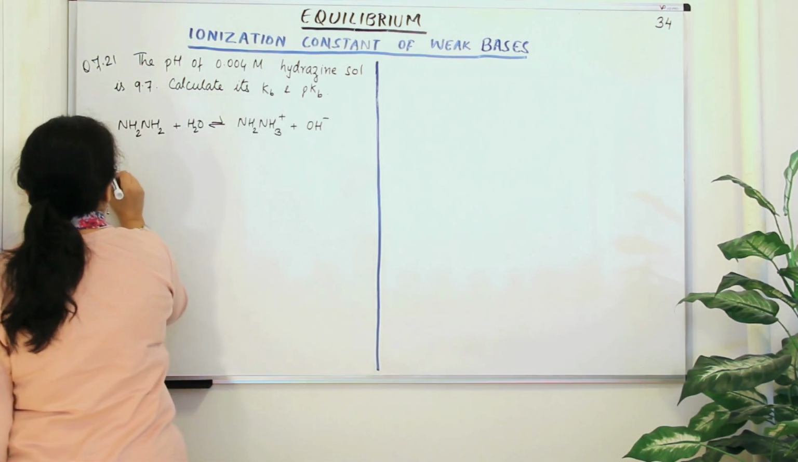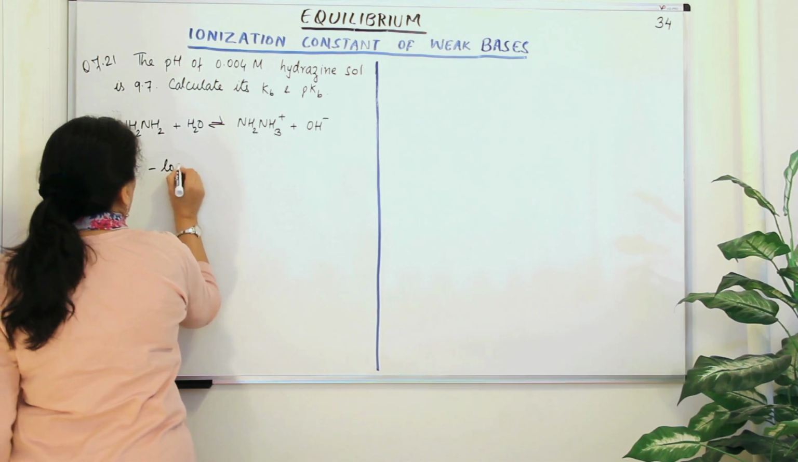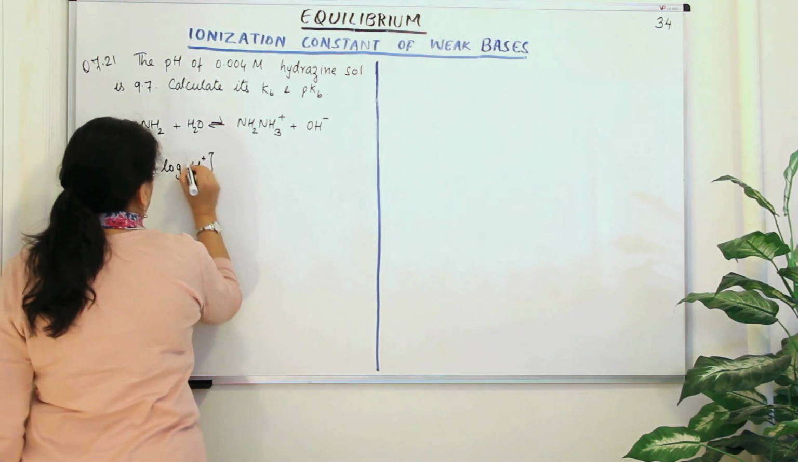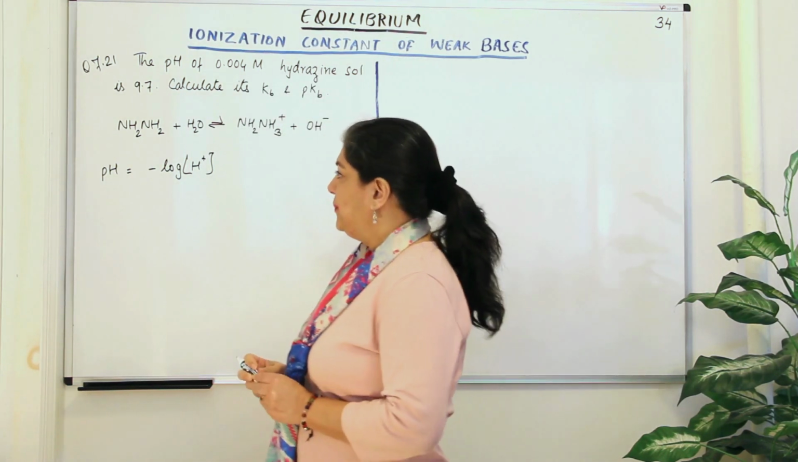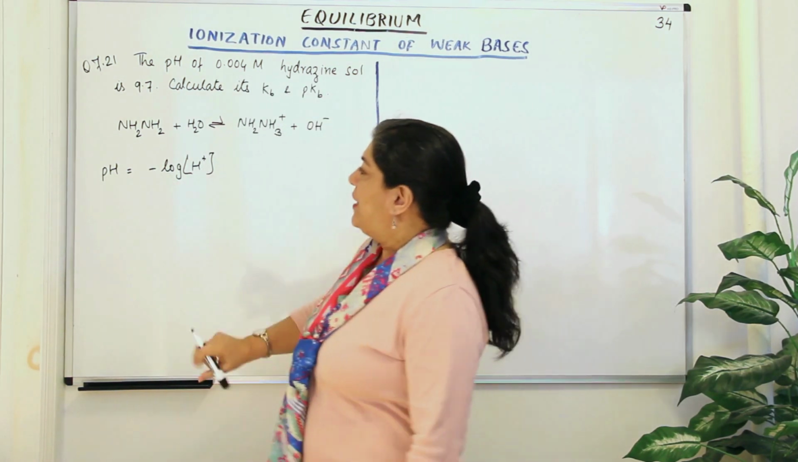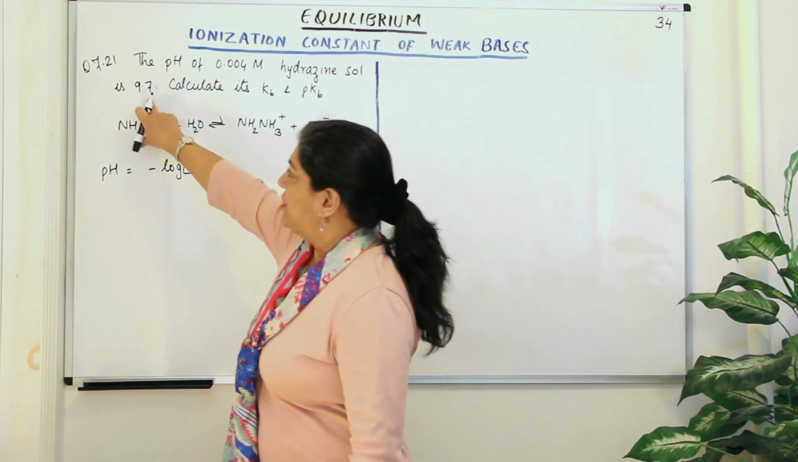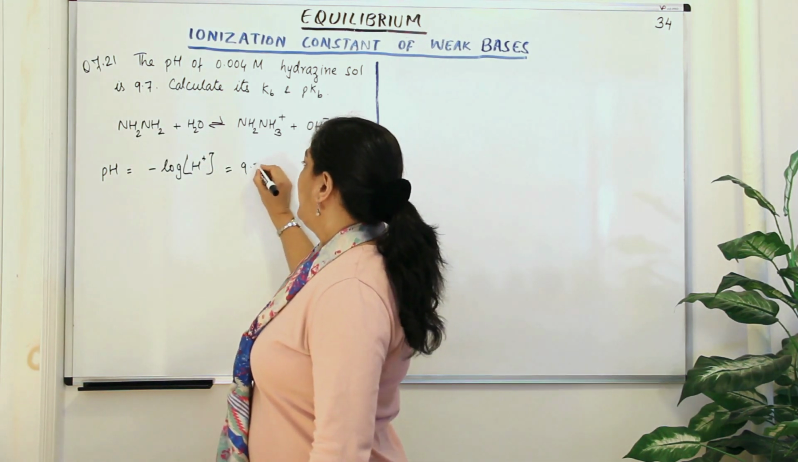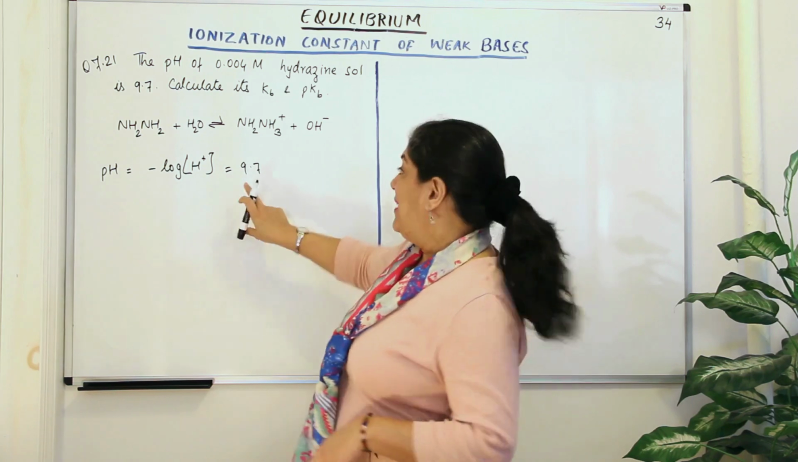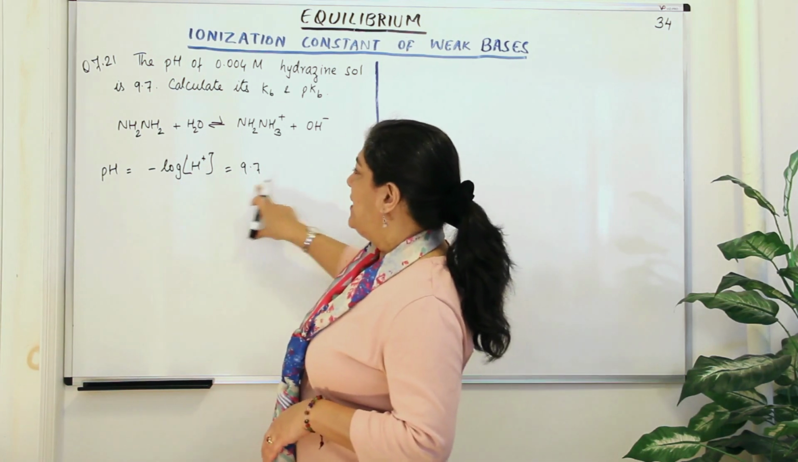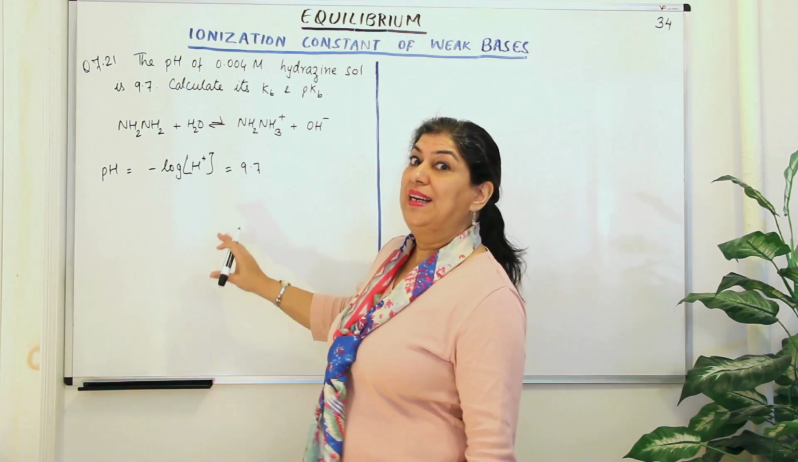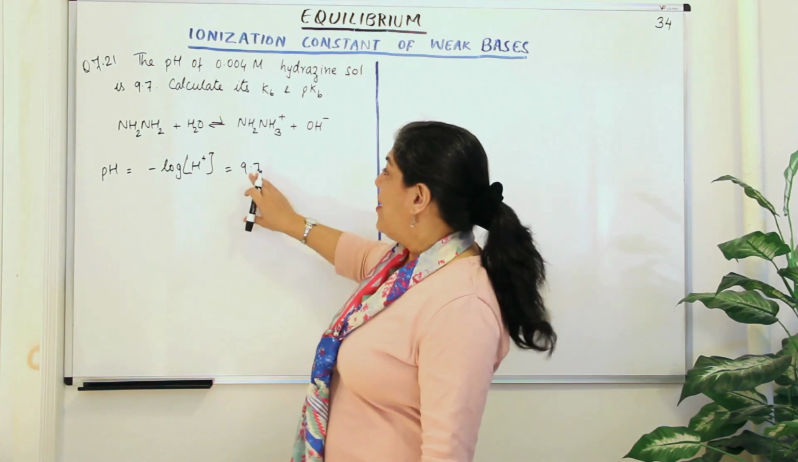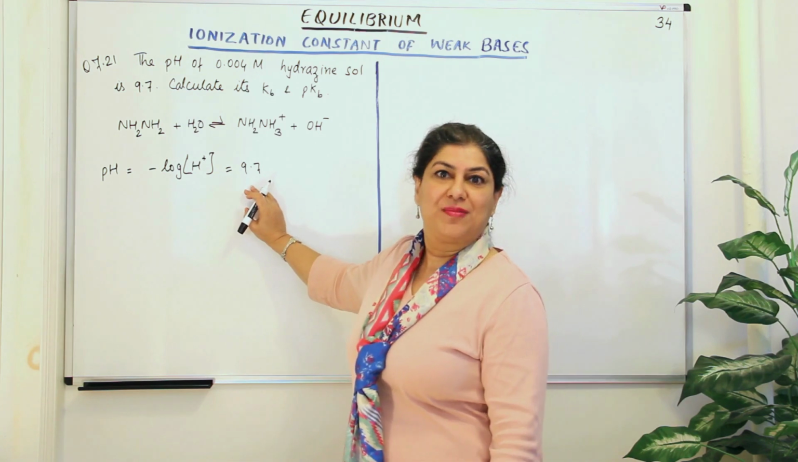According to definition, pH is the minus log of the hydrogen ion concentration, or the hydronium ion concentration, which I use interchangeably. Now, minus log of hydrogen ion concentration is given to us. What is it? It is equal to 9.7. So can we find out, if minus log of hydrogen ion is 9.7, then what is H positive? It would be the anti-log of the negative value of this.